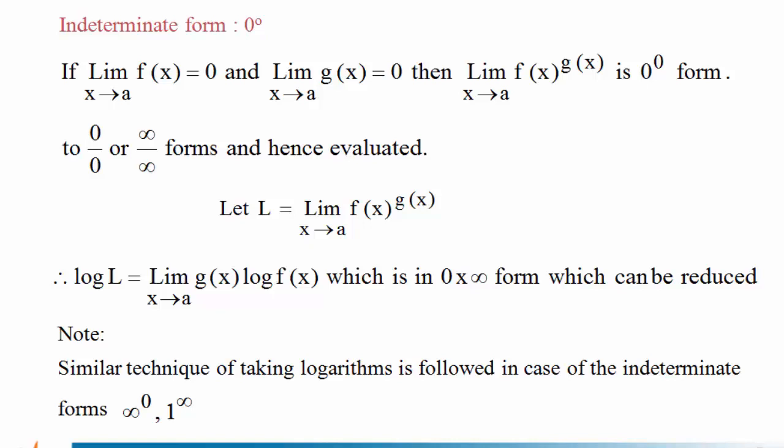Suppose the limit of f of x is 0 and the limit of g of x is 0, then the limit of f of x raised to g of x is 0 raised to 0 form. So in short we can say that f of x raised to g of x may have the form 0 raised to 0, infinity raised to 0, or 1 raised to infinity. Such a form we have to identify first, because in problems the form is not mentioned. So we have to reduce into 0 by 0 or infinity by infinity form, and then we can evaluate.